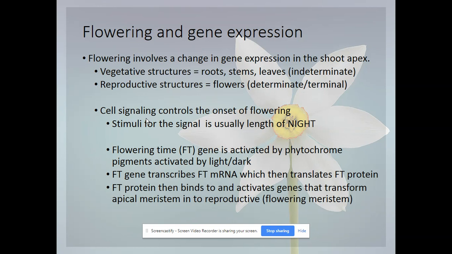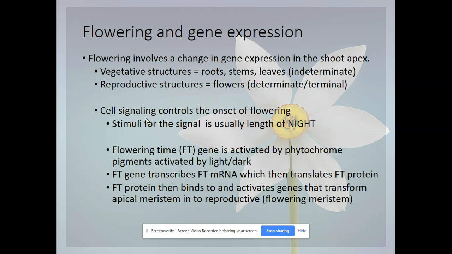A couple different kinds of growth in plants: vegetative structures like roots and stems and leaves have indeterminate growth. Remember that means that it just keeps on growing, whereas our reproductive structures, those flowers, do have a determinate growth. They get to a certain size and they're done. That is unusual, less common for those plants.